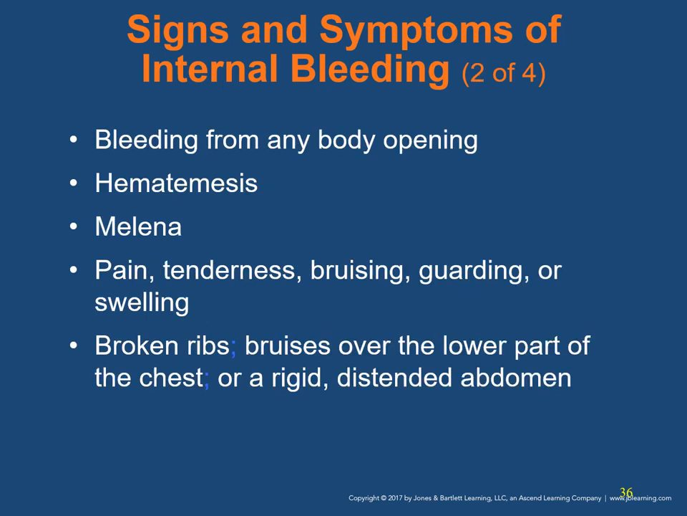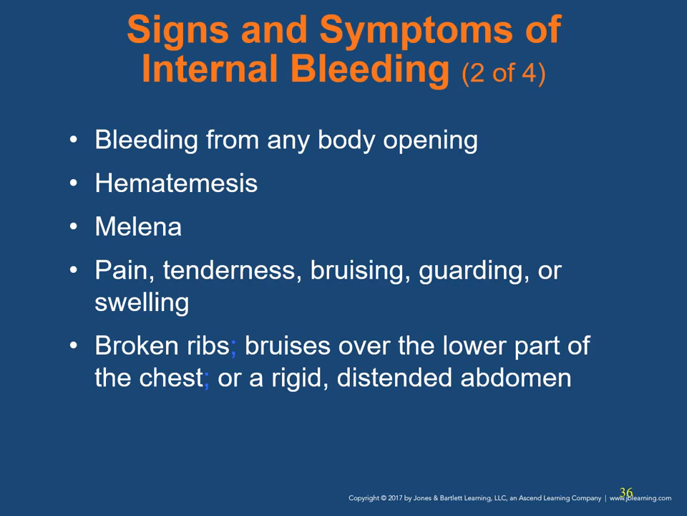Bleeding from any body opening. Bright red bleeding from the mouth or rectum. Hematuria, blood in the urine. Non-menstrual vaginal bleeding. Hematemesis is vomited blood, bright red or dark red. Coffee grounds appearance. Melena, black and foul-smelling tarry stool with digested blood.